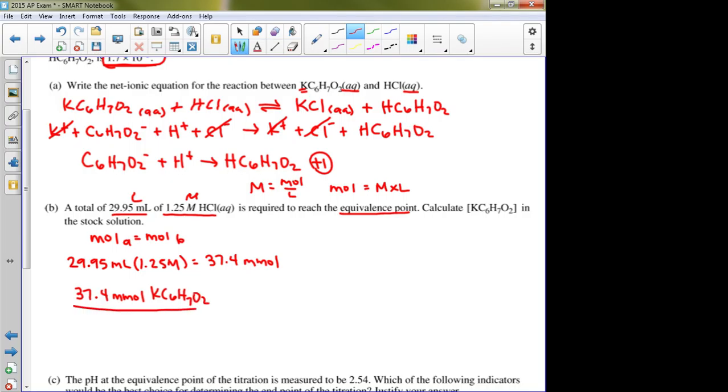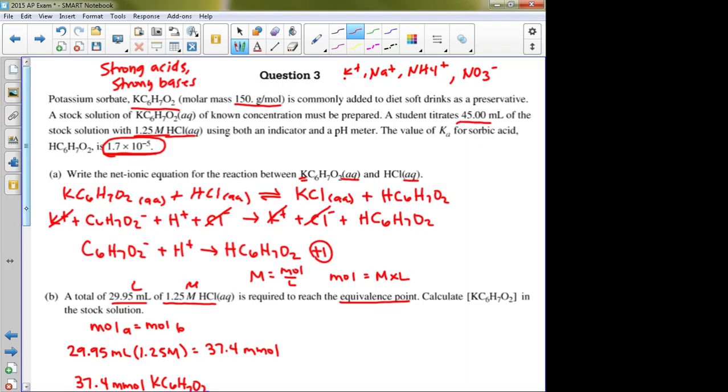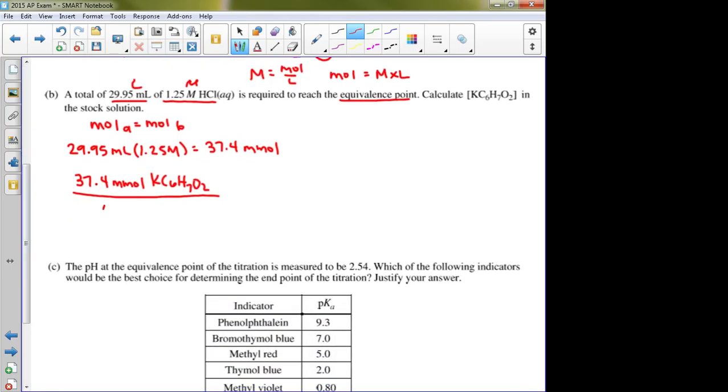KC6H7O2. What did they tell me up here in this problem? That I used what? 45 milliliters. So therefore, I can divide this by 45 milliliters, and is that going to give me the concentration? Yes. So what's my concentration? 0.832 molar.